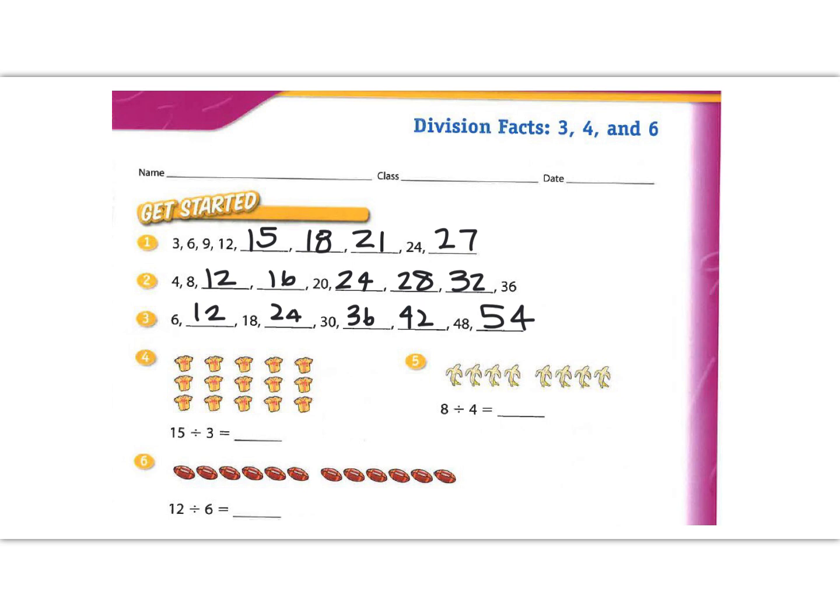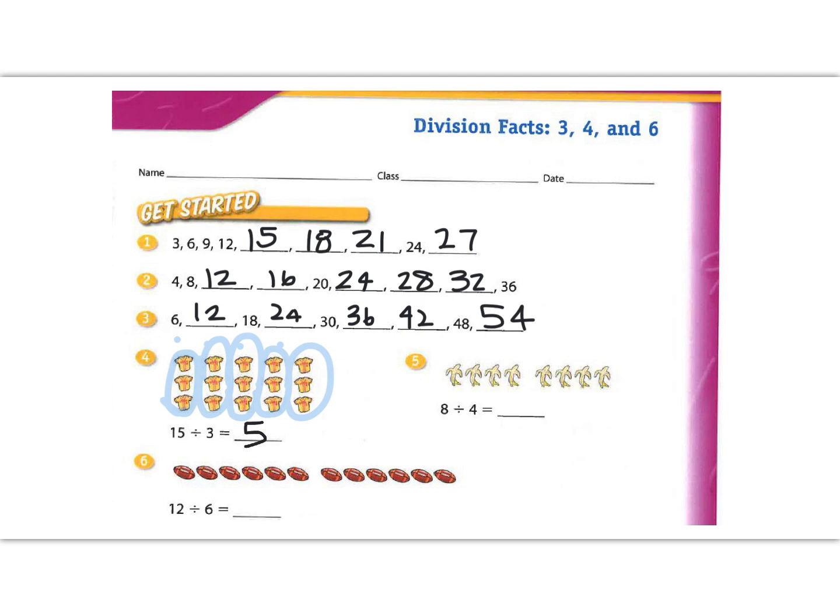This says 15 divided by 3. So we want 15 divided into groups with 3 in each group. So we have 1, 2, 3. We want 3 in each group. So then we have 1, 2, 3, 4, 5 groups. So 15 divided by 3 is 5.